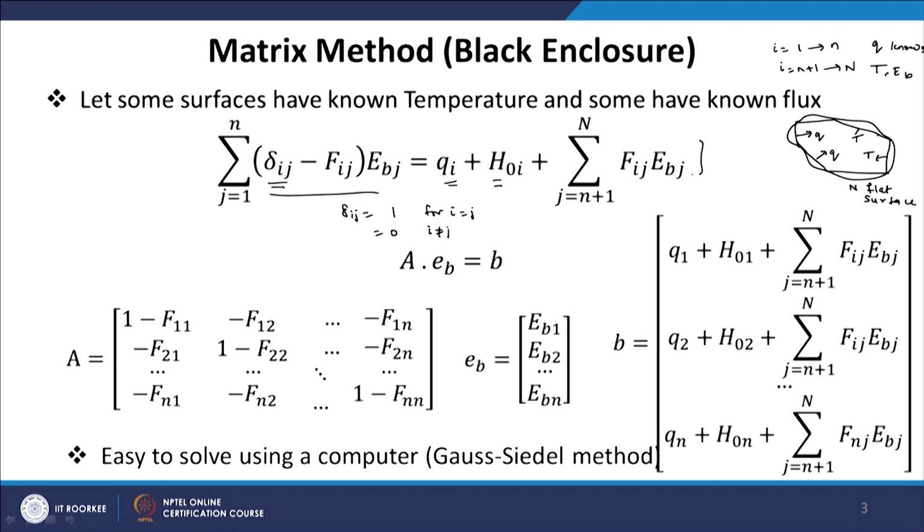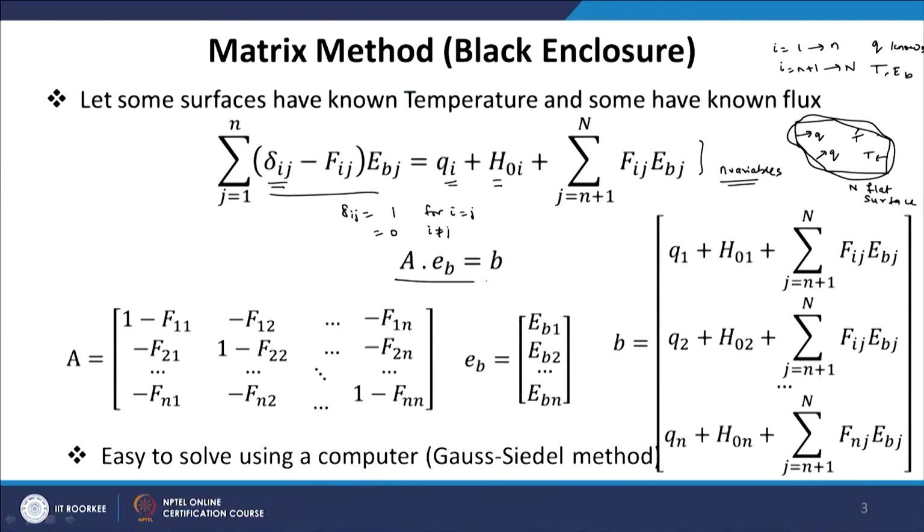Now, one thing to note here is there are total small n variables here. So, first we are trying to solve for the temperature here, and once we know the temperature or the emissive power, we can calculate the heat flux for surfaces n plus 1 to capital N.